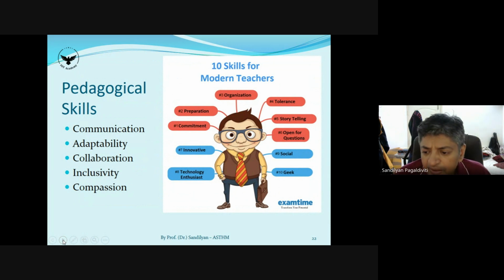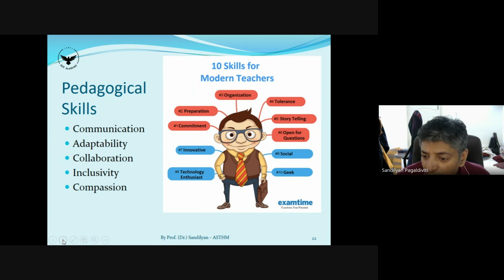Okay. It's not easy to be a teacher in today's world because earlier days, when I was in school, my teachers were excellent, but they did not need a lot of skills which a modern day teacher requires. They were very comfortable if they had good communication, if they were adaptable, if they had good collaborative abilities, if they could have inclusivity and compassion. But today the teacher has to have a lot more skills.